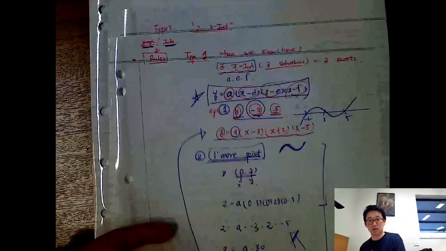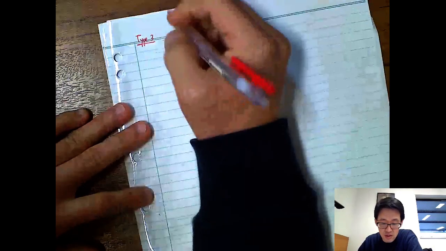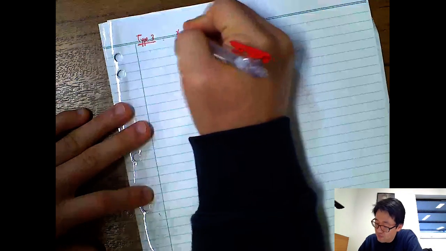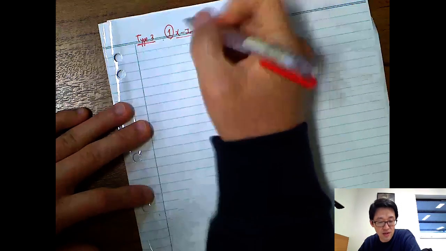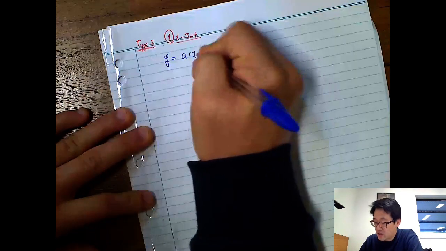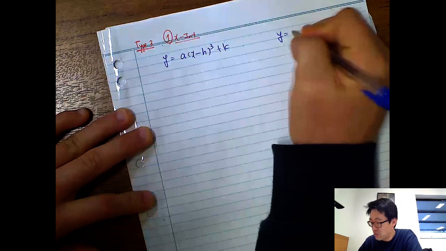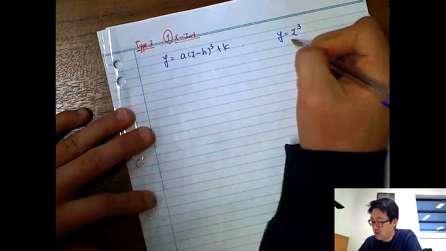And let's go to the third type. So I did type 1. Hopefully you have type 2, and you also have the example here. Type 3 is where you have only one x-intercept. So I'll just go straightforward. Y equals a times x minus h cubed plus k. Do you remember? This one was the y equals x cubed graph.